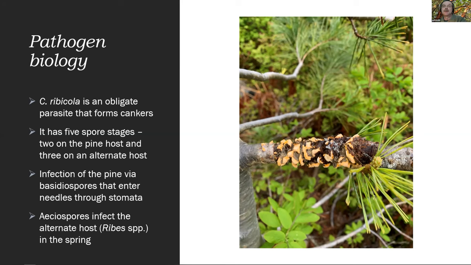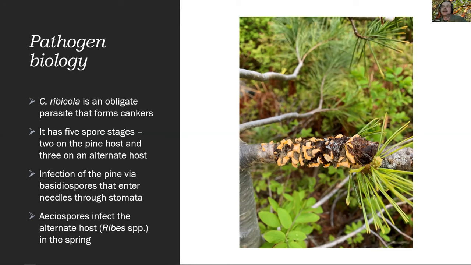The rust has five spore stages, two of which occur on Western white pine, the pine host, and the other three on the alternate host, which is Ribes. Relatively recently, it's been discovered that other species like Indian paintbrush may also host the rust in its alternate stage form. Then the infection occurs back to the pine host in the autumn, when the basidiospores come off the alternate host and enter through the needles of the pine and infect the needles.